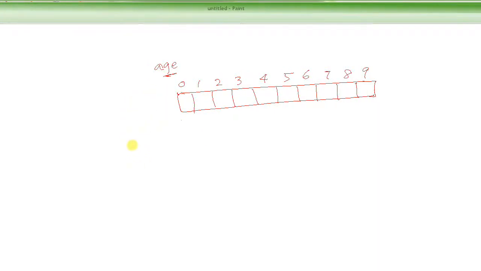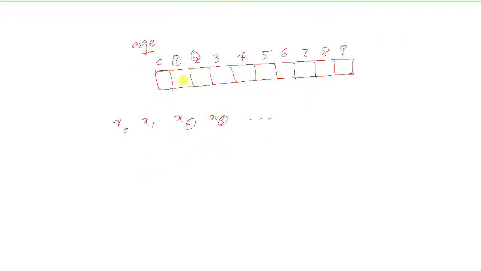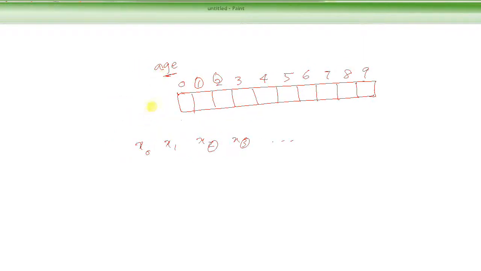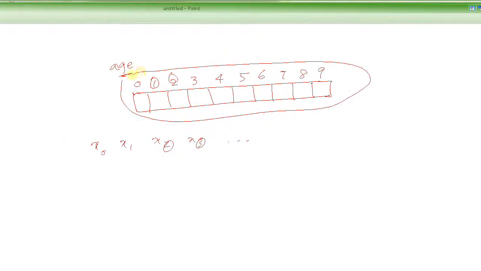It's very much like in algebra. You may have used x0, x1, x2, x3. Think of these as subscripts basically. These are subscripts of this array. This whole thing is called an array.